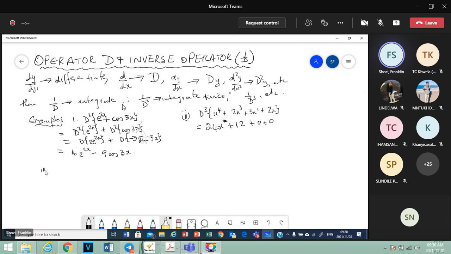And that example will be d squared plus d plus 2 acting on sine 2x. This can be rewritten as d squared on that, d on that, and then 2 on that. So this can be written as d squared on sine 2x plus d on sine 2x again. And well, 2 on that just multiplies that: 2 on sine 2x.